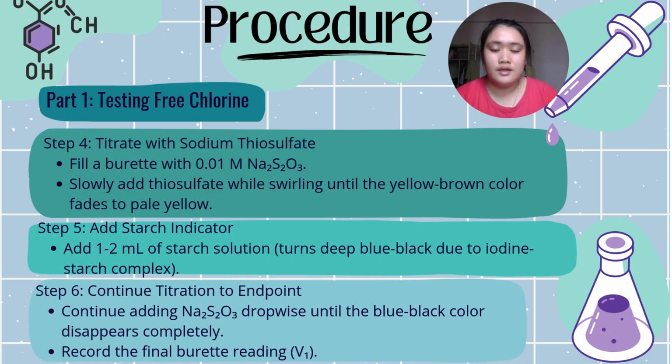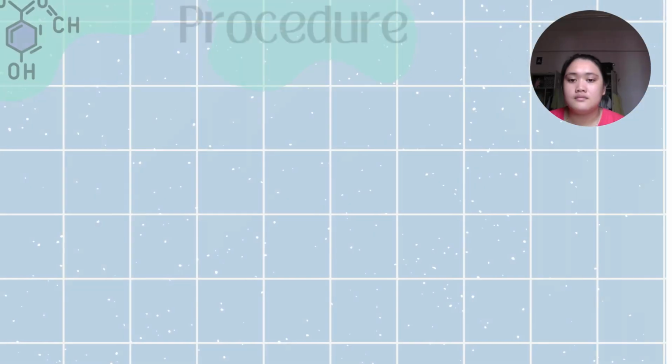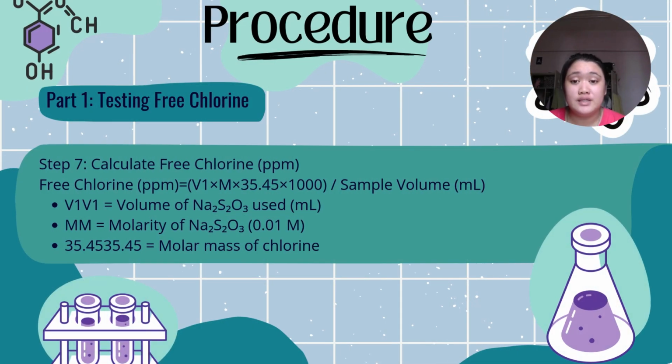Step 6. Continue titration to the endpoint. Continue adding sodium thiosulfate dropwise until the blue-black color disappears completely. Record the final reading of the burette. For the final step of part 1, Step 7. Calculate free chlorine. Free chlorine equals the volume of sodium thiosulfate used times the molarity of sodium thiosulfate times the molar mass of chlorine times 1000, divided by the sample volume.